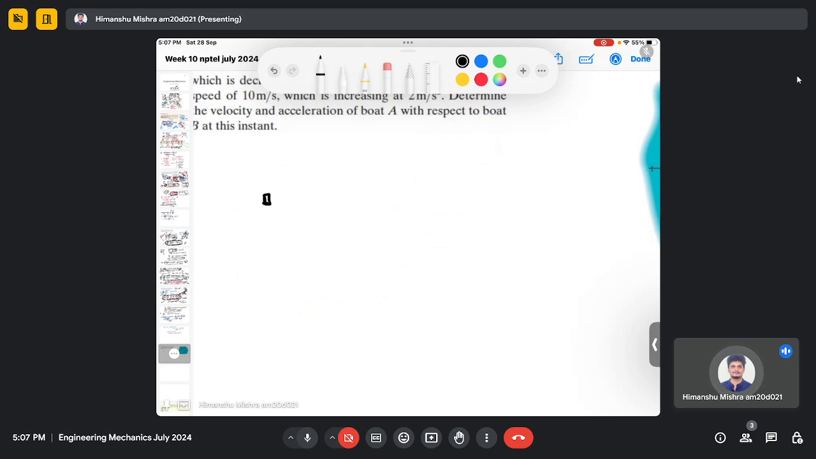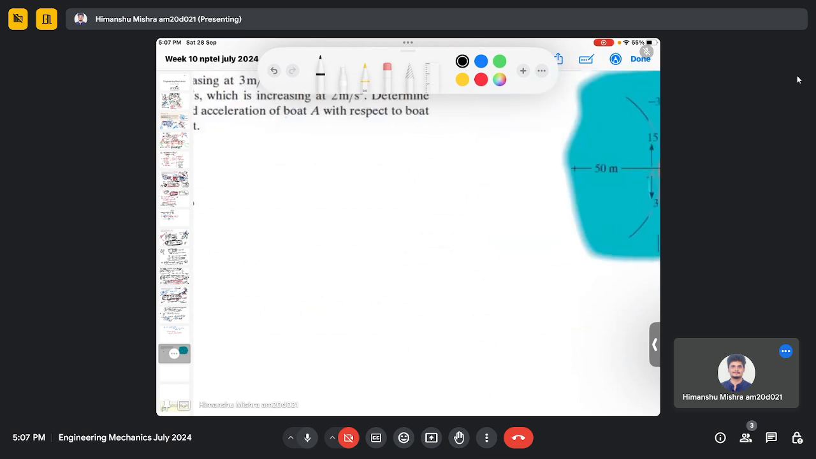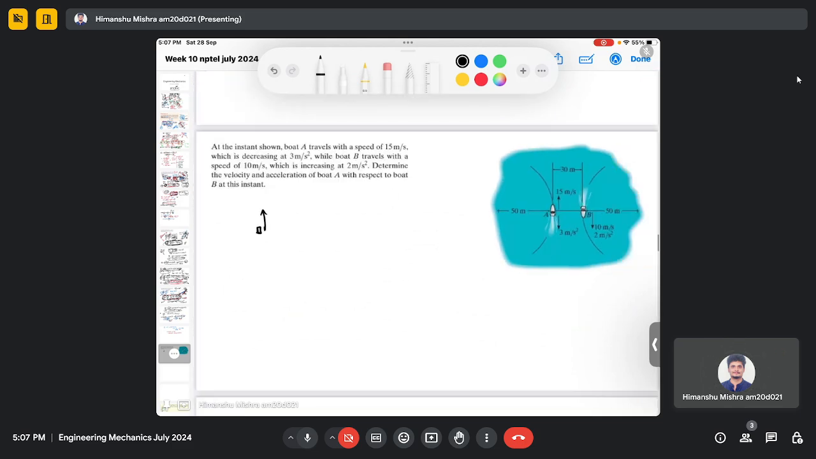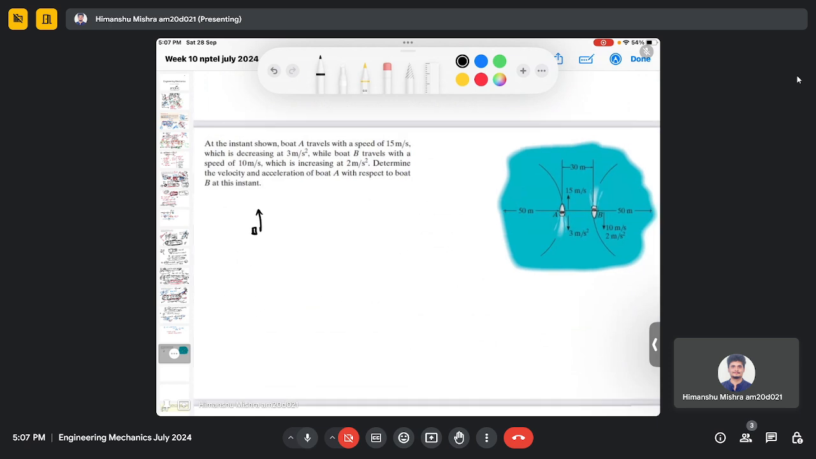So this is my boat A. It is actually moving. Yeah, again zoom out properly. Yeah, thanks. Anyway, I will upload this PDF after this lecture. So you see that. Okay.